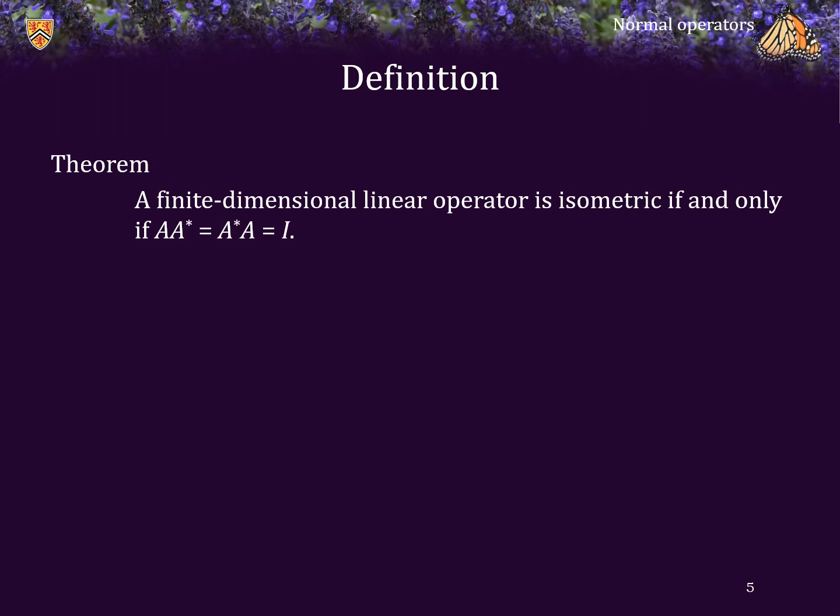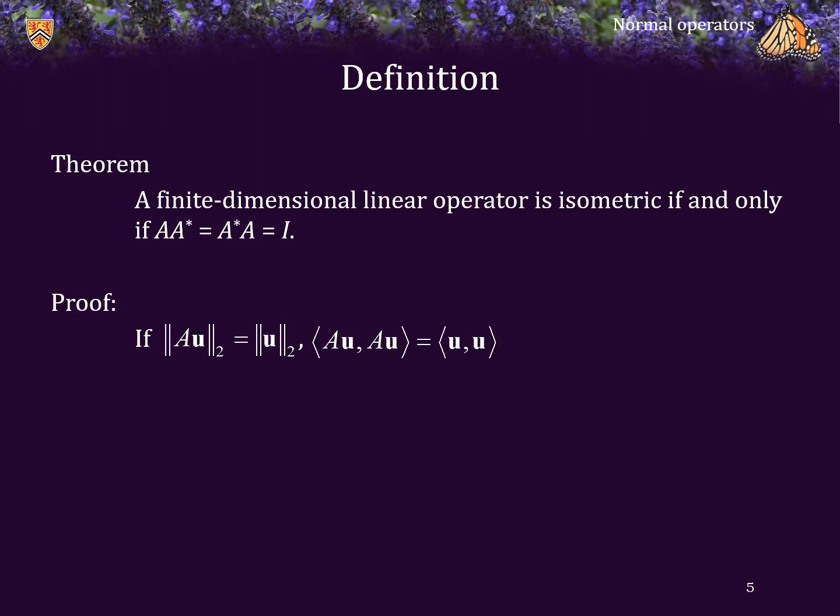Theorem. A linear operator on a finite dimensional vector space is isometric if and only if A times its adjoint equals its adjoint times A, and that is equal to the identity operator.